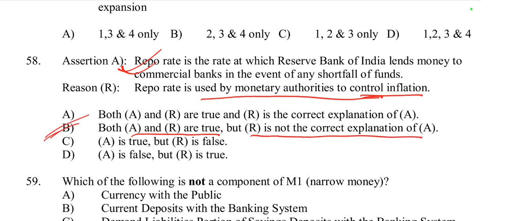So option B is right here, because repo rate is used at the time of financial crisis or shortage of finance, when commercial banks take money from the central bank. So here option B is the right option.